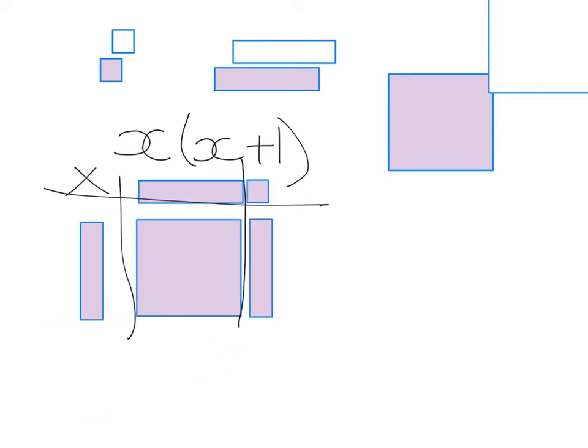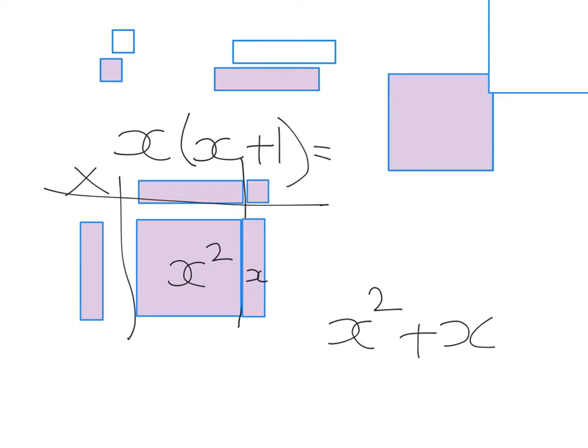So if I move that across, it looks like that, and if I join it together with this square to make a rectangle, I've got a rectangle here, and the area of this whole rectangle is x squared plus x, because I had x squared and 1 times x.